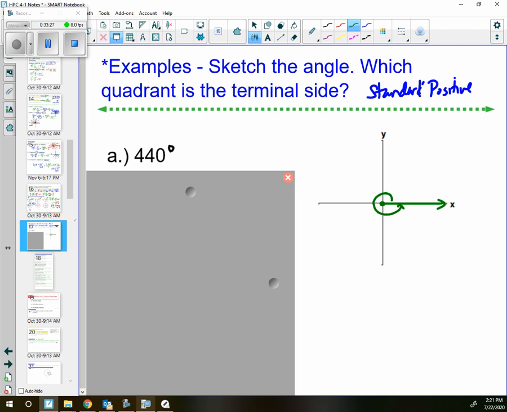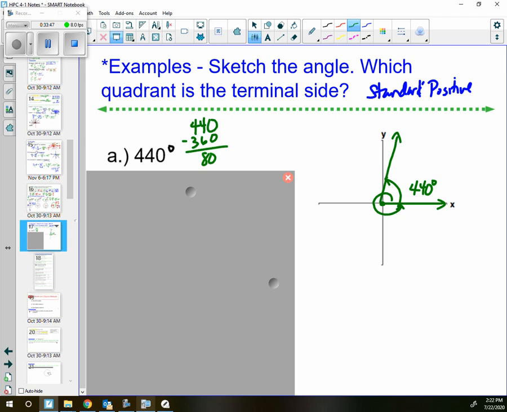When this is a positive angle, I'm going counterclockwise. How much further would you have to go? Well, if I subtract 360, how much more does that give me? That gives me another 80 that I have to go. So that would be, keep going here, almost up to the top here. So that would be a positive 440.